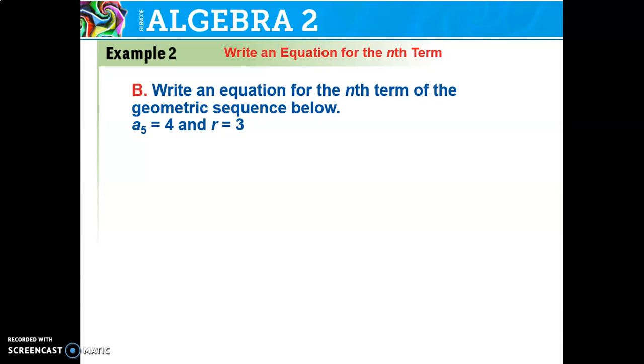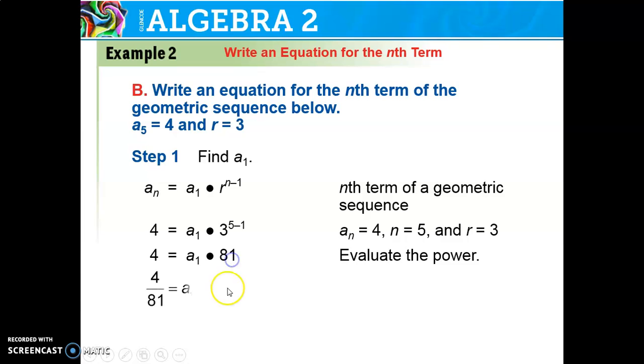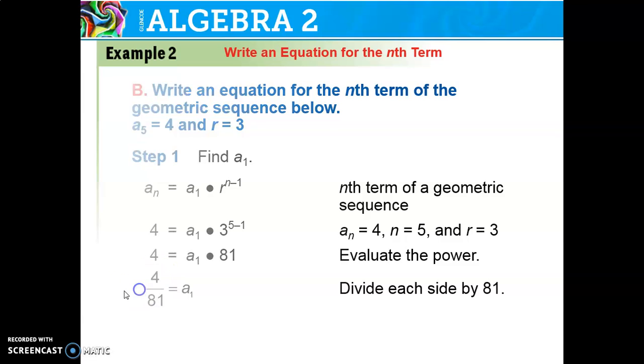Write an equation for the nth term here. Now here we have the fifth term is 4, but the ratio is 3. So what are we missing? We're missing the first term. We have to find the first term. So what we're going to do is take the general formula and squeeze it into here. We know that 4 is equal to the fifth term. So that would be the first term times the ratio of 3 to the 5 minus 1 power, or 3 to the fourth power. So we have 4 equals a sub 1, the first term, times 81. So if we divide by 81, that gives us our first term, 4 over 81.